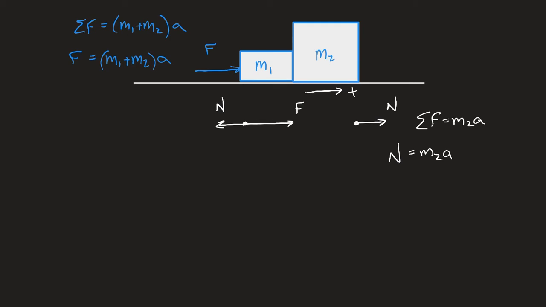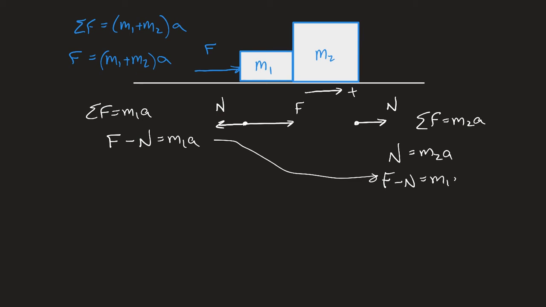And this side, net force equals M1A. So force minus normal equals M1A. Clearly, if I add these two things together, when I add them together, I get this. Everybody see that all right? So I don't think I need to add them together since I already have it up there, but it's good to know that everything works out.